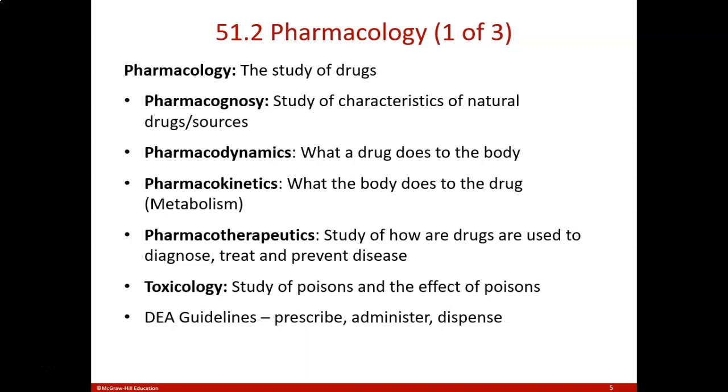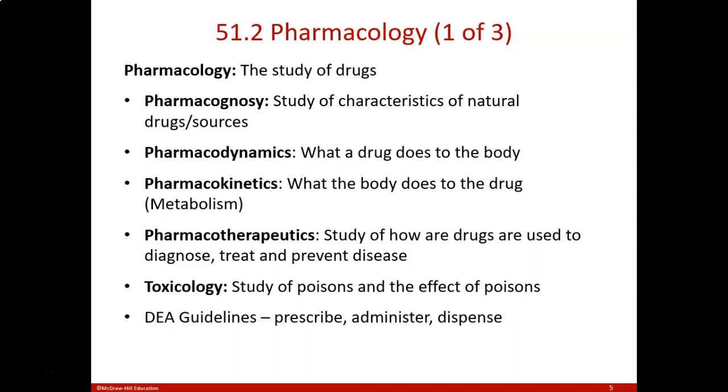Okay, so we have an area called pharmacognosy, which is understanding the actual characteristics of both natural drugs and sources as well as chemicals. Many of our drugs are actually made of natural sources. Aspirin actually comes from the bark of a willow tree.